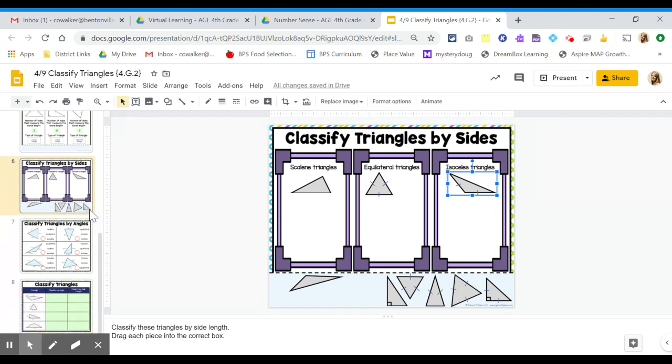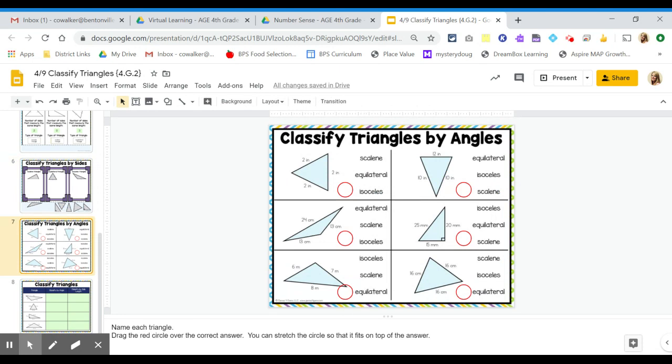Today, what I want you to do is go ahead and finish slide 6. So finish placing all of these shapes down here at the bottom in the correct place. Then this is going to look familiar to you. We did this on Tuesday. So same, this tells you the measurements. So if I have 2 inches, and 2 inches, they all measure the same. So which one are these? 10 inches, 10 inches, and 12 inches. So 2 sides measure the same. Which type of triangle is it? And you can refer back to anything that I've done with you previously to help you. So you're going to go through and just move that red circle to wherever you think that it belongs.